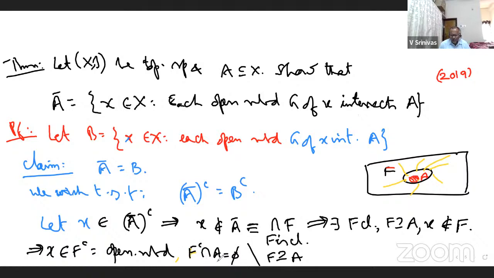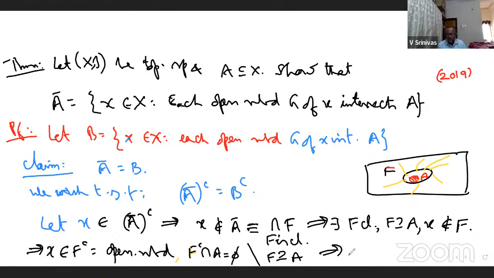This F complement is not intersecting. It does not have any common element with capital A. It intersects means there is a common element, at least one, but it is not intersecting. Therefore, their intersection is empty. So F complement is not intersecting with A. So you have got an open neighborhood F complement of X which does not intersect A. Means this small x cannot be here.